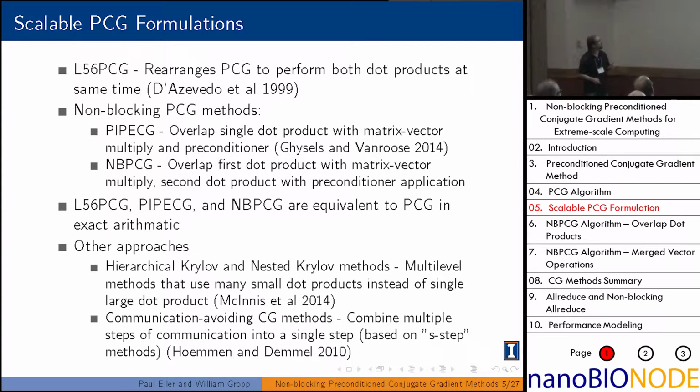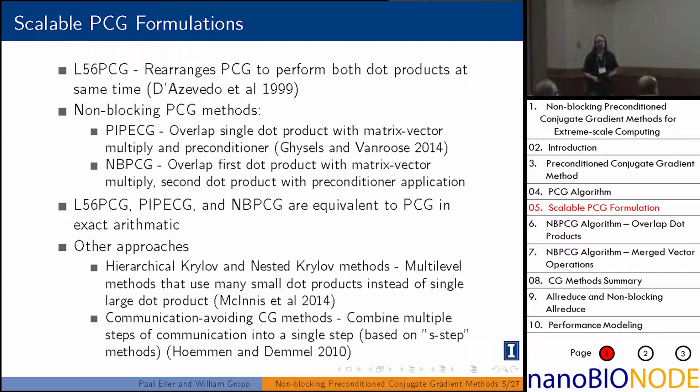So there are three different variations of it that I've been looking at. The first is L56 PCG. This is based on LAPACK working note 56. Basically, this performs both dot products at the same time. There's also two non-blocking versions. One's called pipe CG. The idea here is that we overlap a single dot product with the matrix vector multiply and the preconditioner. There's also NBPCG, where we overlap the first dot product with the matrix vector multiply and the second dot product with the preconditioner.